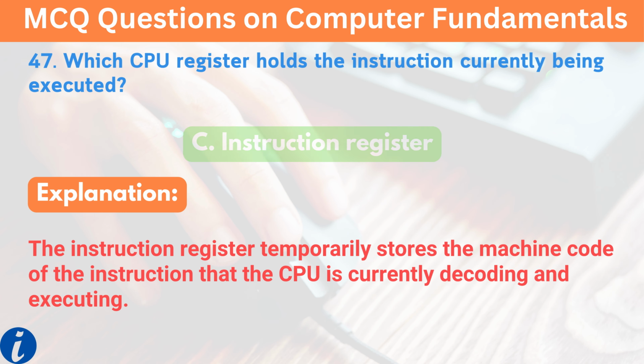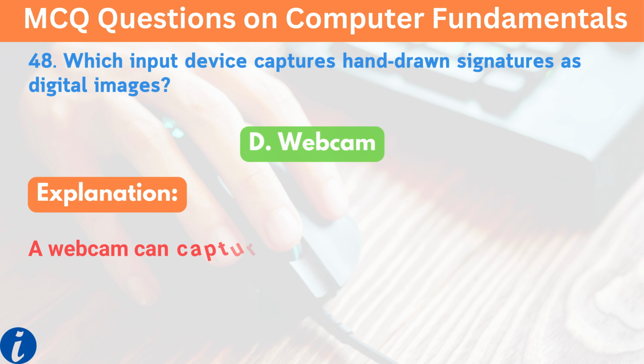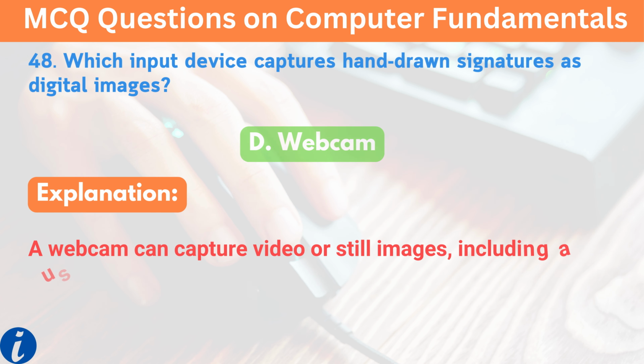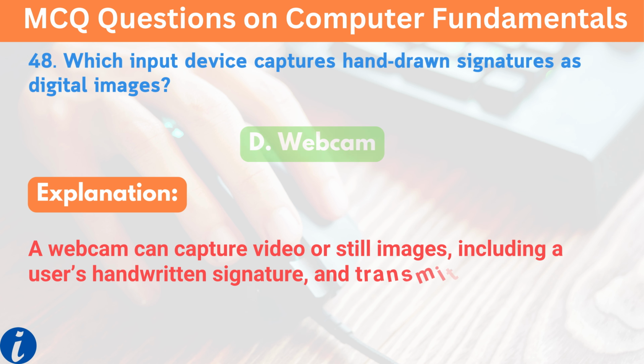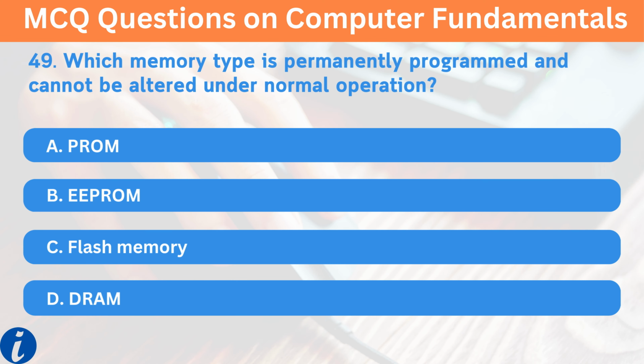48. Which input device captures hand-drawn signatures as digital images? A. Barcode reader. B. Graphics tablet. C. Touchscreen. D. Webcam. The correct answer is D. Webcam. Explanation. A webcam can capture video or still images, including a user's handwritten signature, and transmit it as digital data.